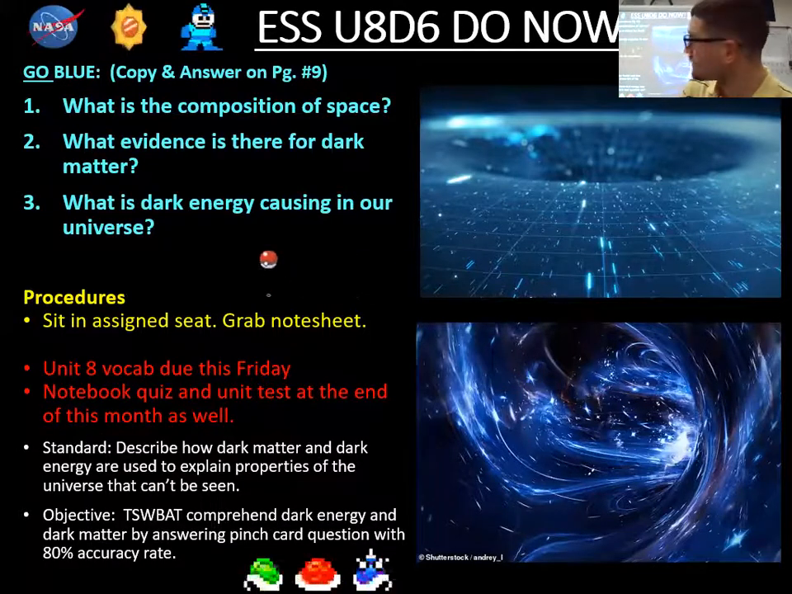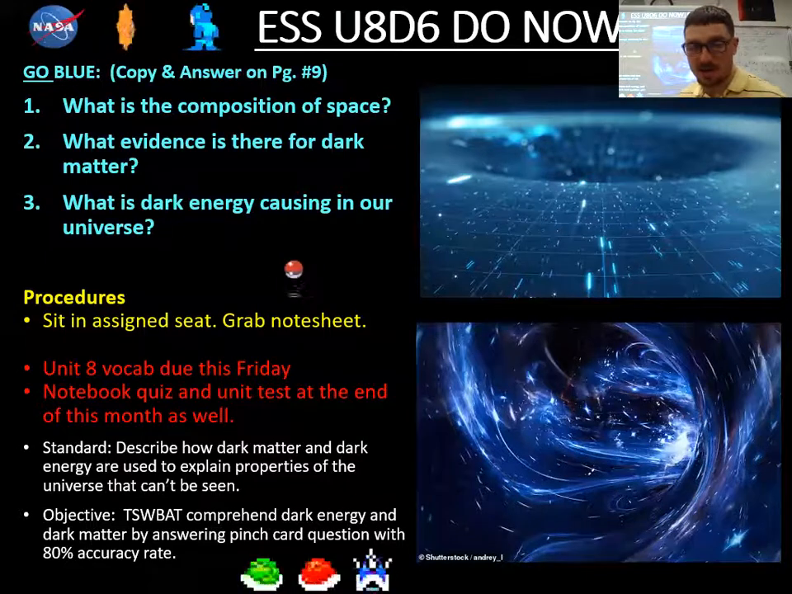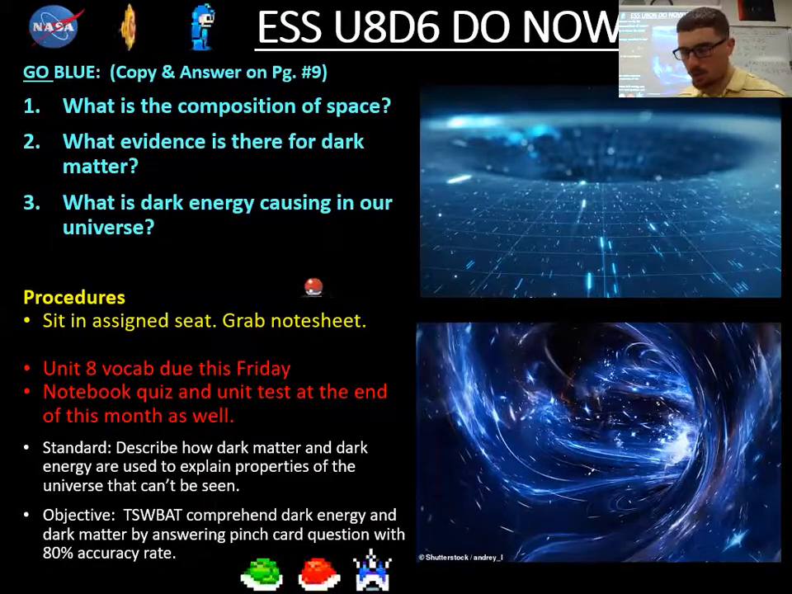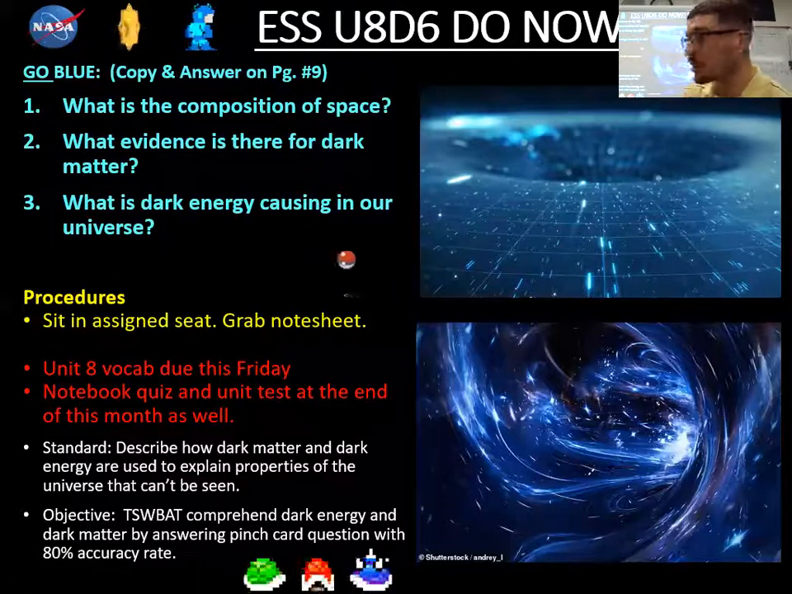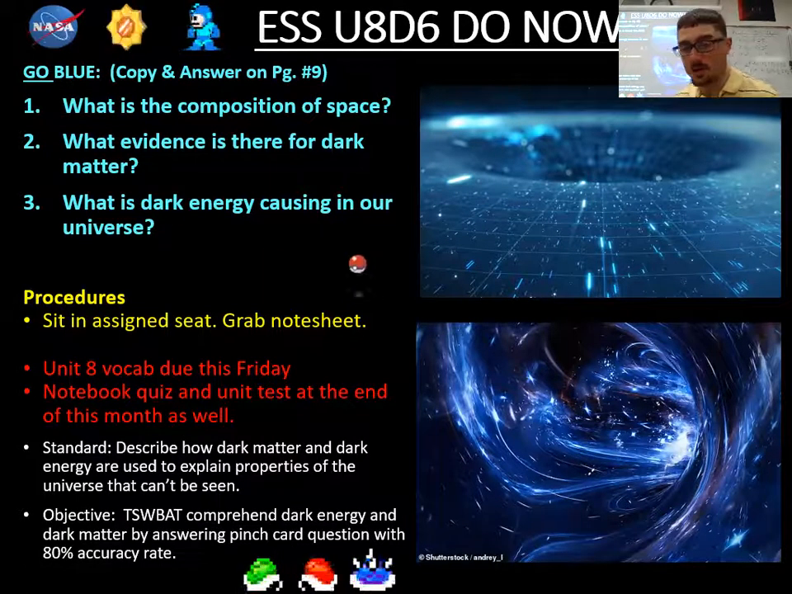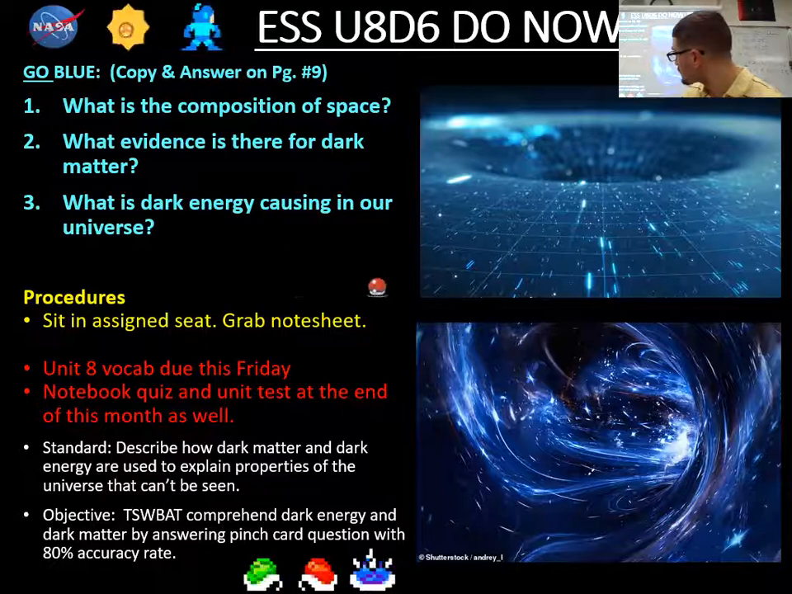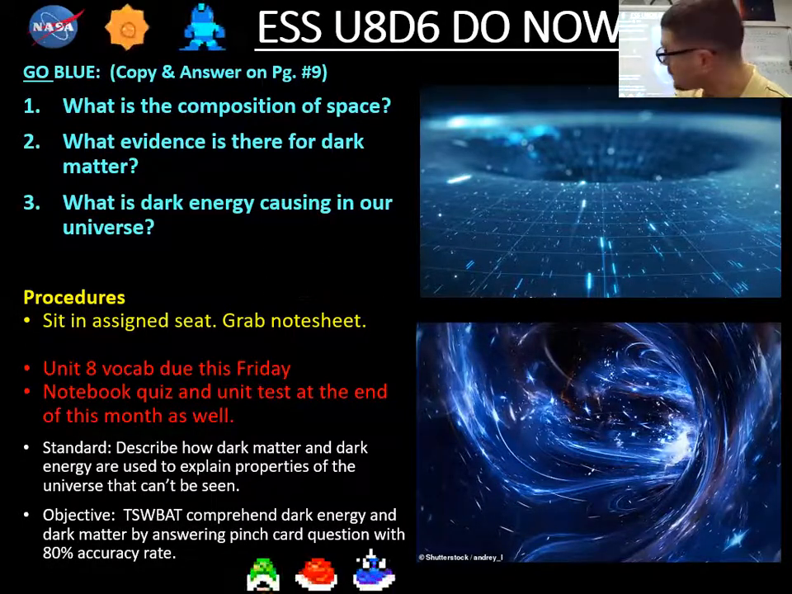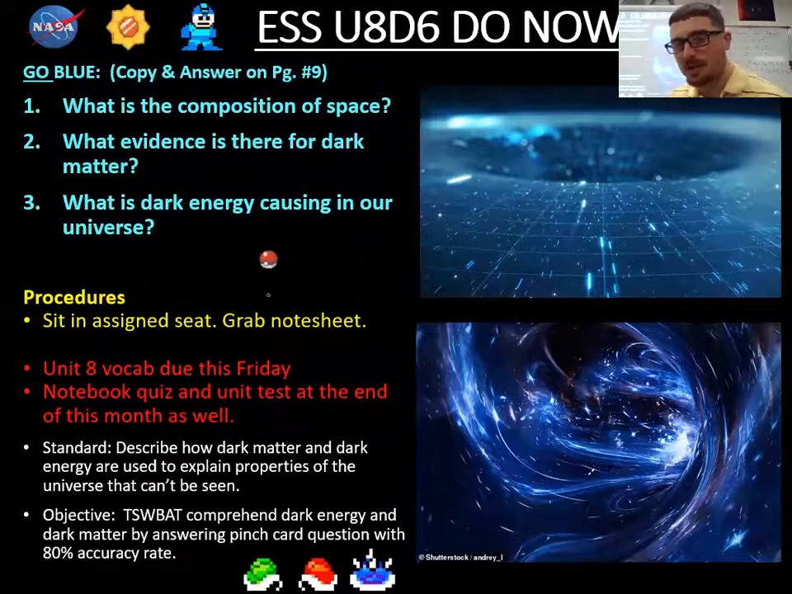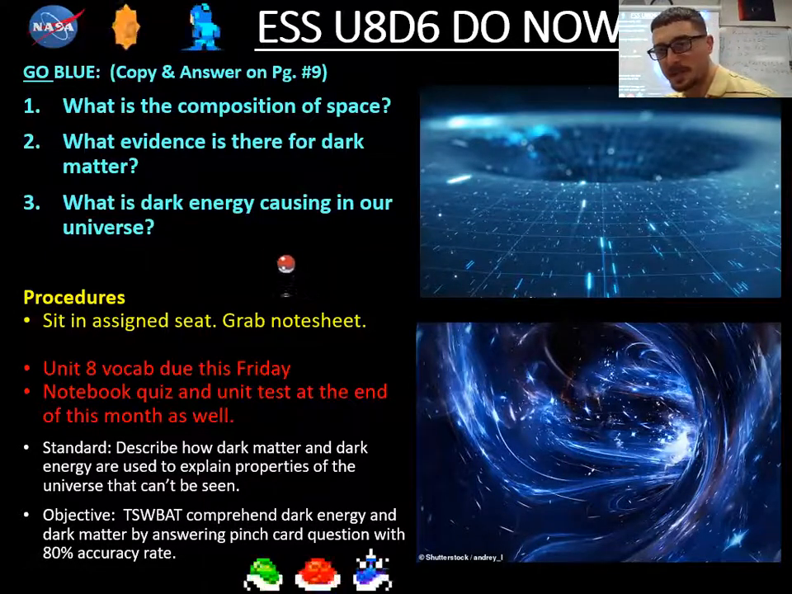Then number 2, what evidence is there for dark matter? How do we know it's there if we can't necessarily grab it or hold it or feel it or see it, right? And then 3, what is dark energy causing in our universe, right? What's it causing? So I'm going to give you some time for that. But let's go ahead and head to page 9, right? Let's see our answers. I've got some quick video clips I'd like to show you about these topics as well here in a moment.